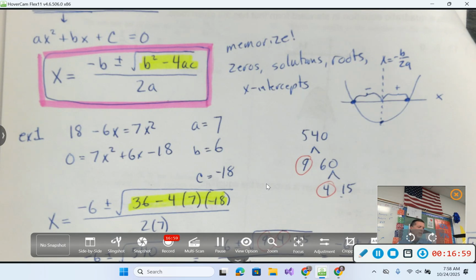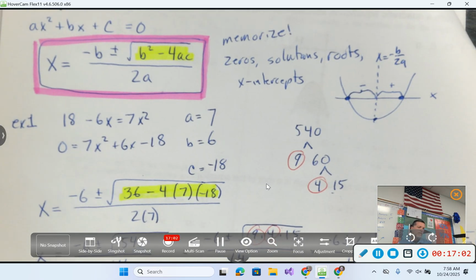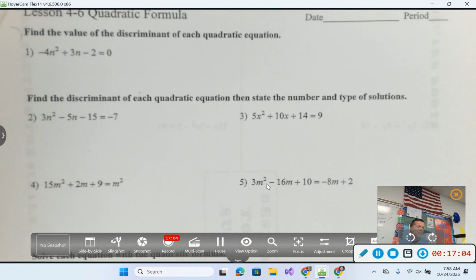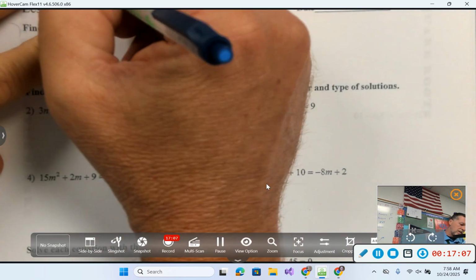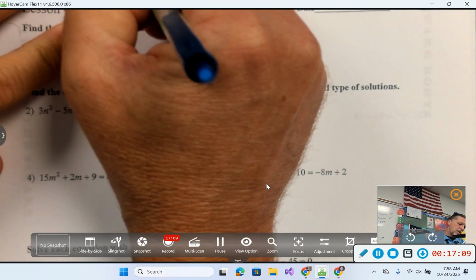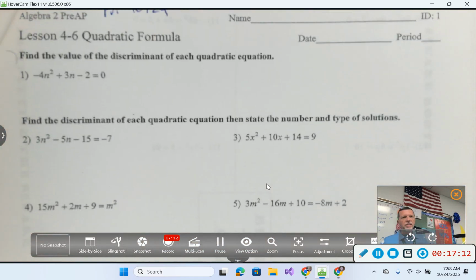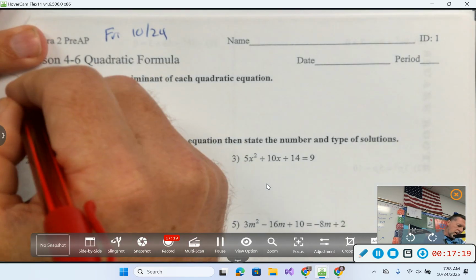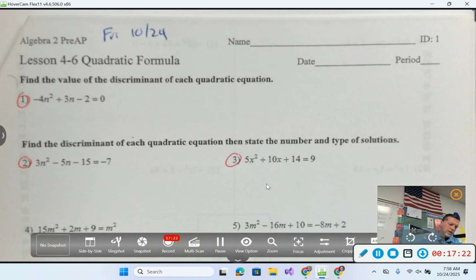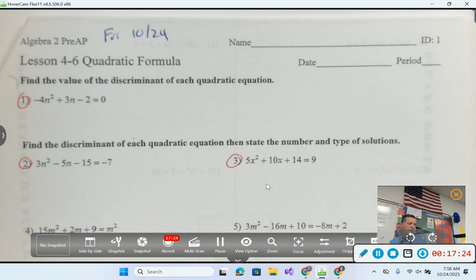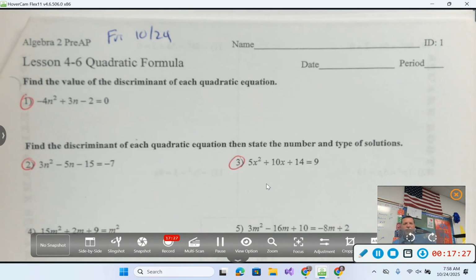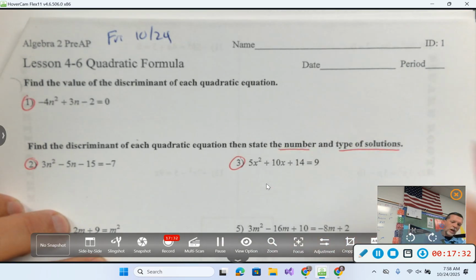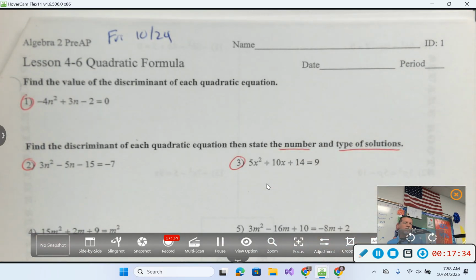Okay, let's do a few together. Let's flip to today's worksheet. This is your homework, but we have time, so we'll do some of it together today. Why don't you try 1, 2, and 3. Find the discriminant of each quadratic. Number 1 is just find the discriminant. Number 2 is find the discriminant and then make the conclusion. Like, what does that mean if the discriminant is whatever you got it to be?